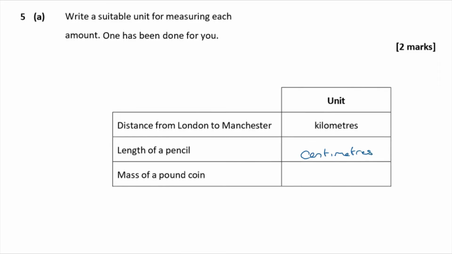So I'm just going to write centimetres. And then the mass of a pound coin, well, the metric unit of measure for weight is grams, isn't it? And I think that would be fine for measuring a coin with. It would probably be about, I don't know, 100 grams, something like that. Okay, yeah, so grams. It certainly wouldn't be in kilograms, would it, the weight of a coin? So grams, I think, is the most sensible.